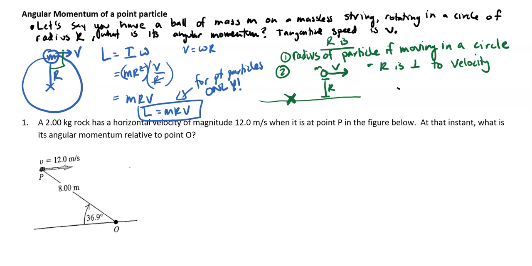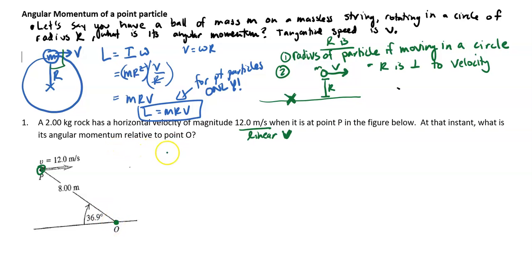So that's another way to look at it. Awesome. Let's go ahead and solve an example problem together. So let's look at this one. We have a 2 kilogram rock, and I encourage you to try this one yourself and then check back in on the video. It has a horizontal velocity of 12 meters per second. That is a linear velocity v, since the units are meters per second, when it is at point P in the figure below. At that instant, what is its angular momentum relative to point O?